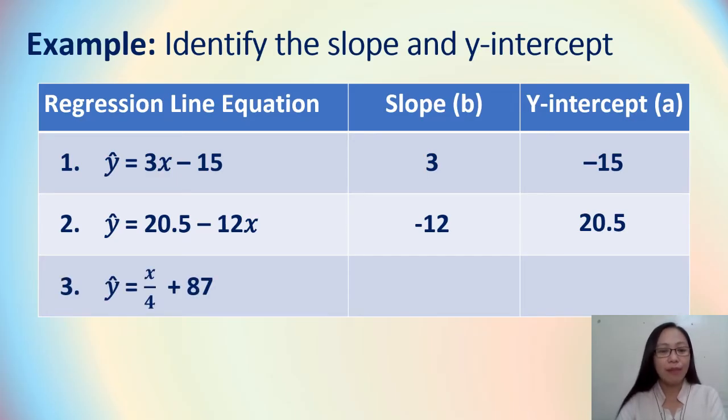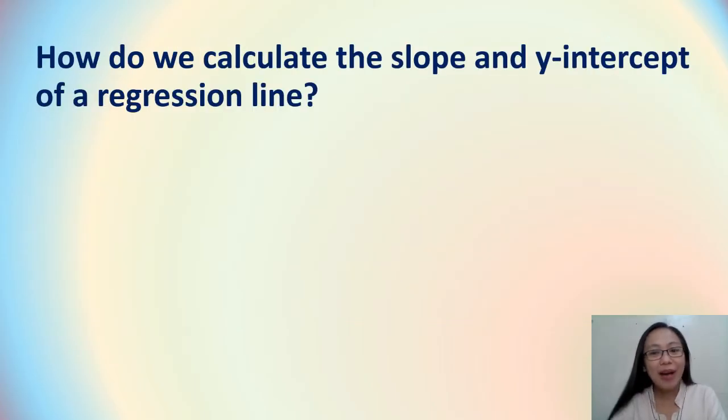And our third example, y hat equals x over 4 plus 87. What is the slope here? Yes, the slope is 1/4. And the y-intercept is 87. Very good.